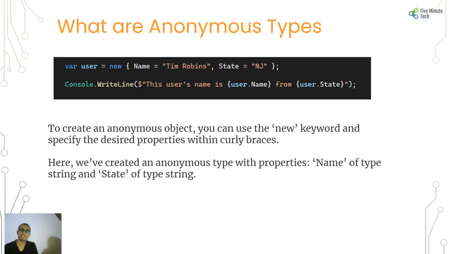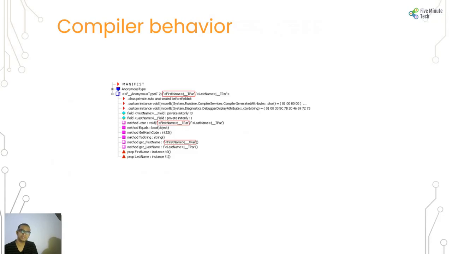So here we have created a simple anonymous type with the new operator, provided name and state of the user, and it has inferred a string. So to create an anonymous object, you can use the new keyword and specify the desired properties within the curly braces. And as you see here, we can create n number of properties and it would be inferred at the runtime.